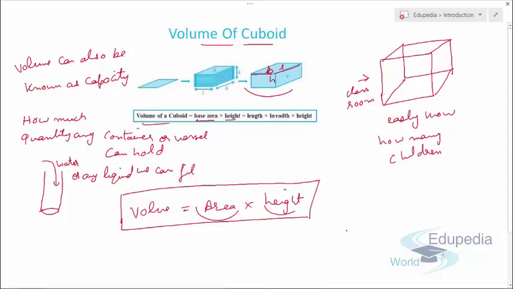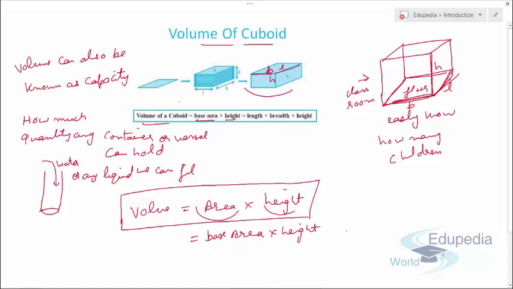So why area into height? Let's say we have a base area like this. Let's see this figure now. Let's say this is a base, or we can say this is the floor of a classroom. If this is the breadth and this is the length, and we want to know the capacity of this room, then if we multiply this base area with the height, we can know the volume. So that's why volume is always equal to base area into height. You have to remember this concept very well.